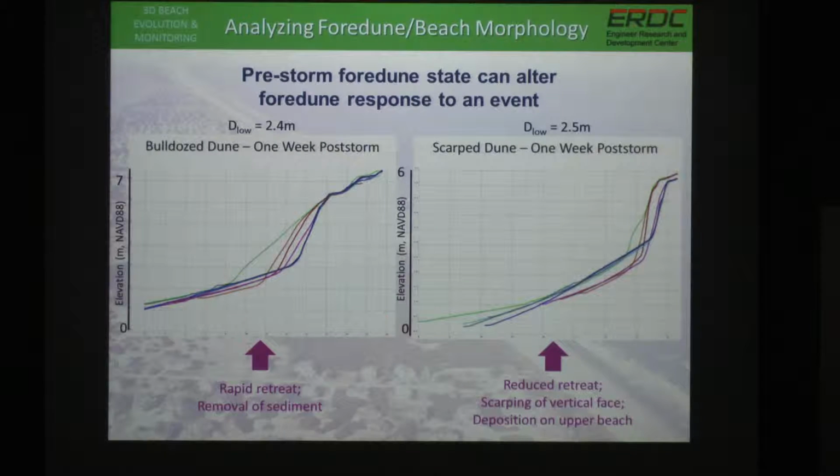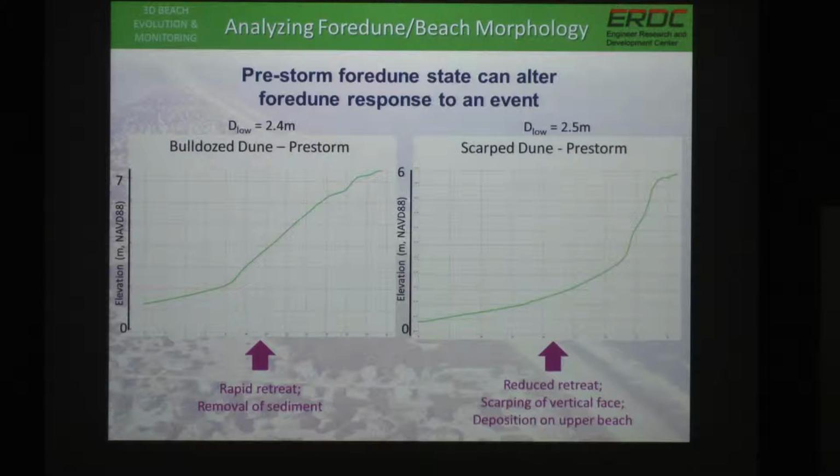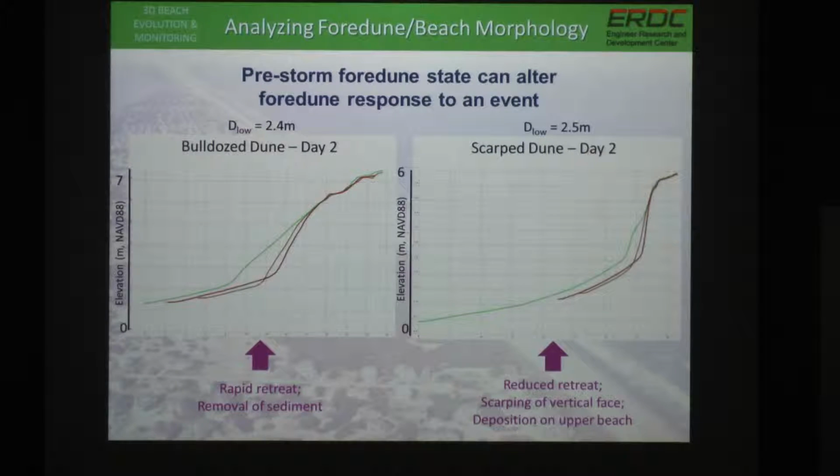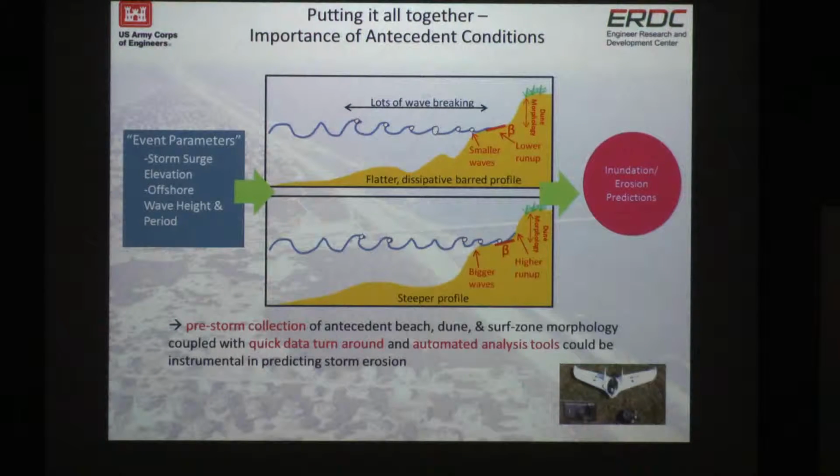And we're still going through the quantification of a lot of this, and so hopefully we'll be able to come out with some metrics and some prediction ideas associated with it. So this is my little graphic of putting it all together, of why you need to care about what your beach and your dune and your surf zone look like before the storm in order to get those predictions correct of what you can expect.